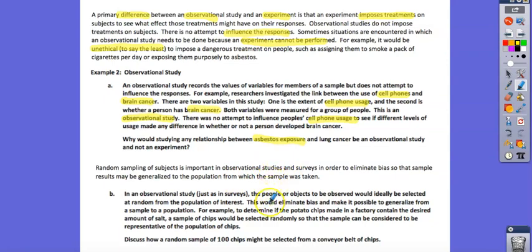On this one, a lot of times they want to be able to determine if potato chips made in a factory contain the desired amount of salt. Well, a sample of chips would be selected randomly so the sample can be considered representative of the population of chips. And they want us to talk about how you would take a random sample of 100 chips from a conveyor belt of chips. What if you picked one out of every 3? What if you have a random number generator, and number 7 comes up, so you go pick that one?